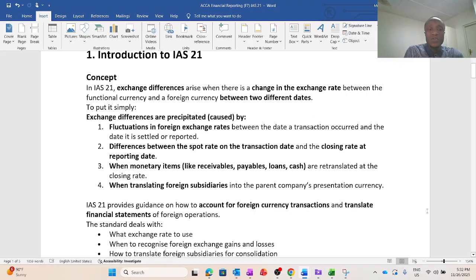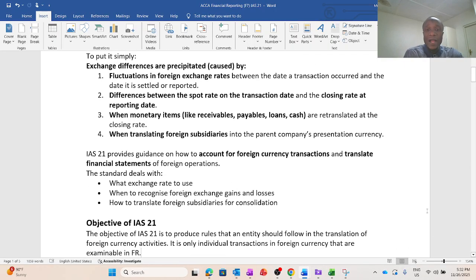So IAS 21 provides guidance on how to account for foreign currency transactions. Very important. When there is a foreign currency transaction, IAS 21 gives the guidance on how we can treat the exchange gain or loss, if there is any, how we can retranslate any monetary items, and also how we can account for the non-monetary items.